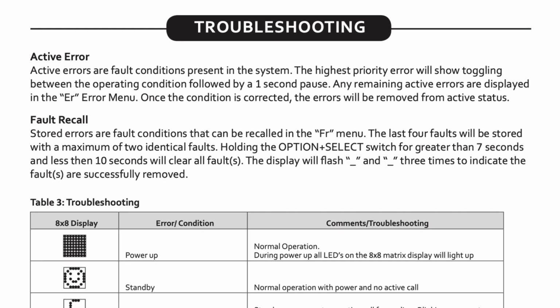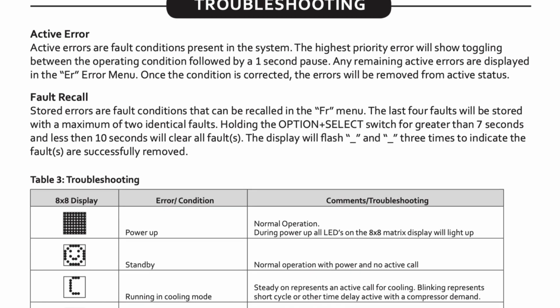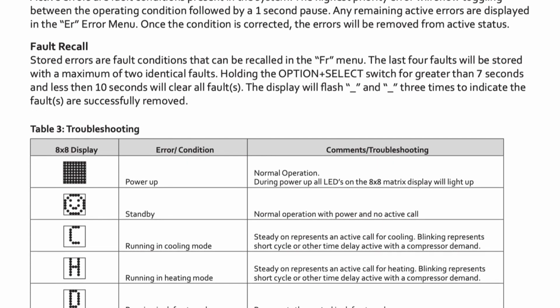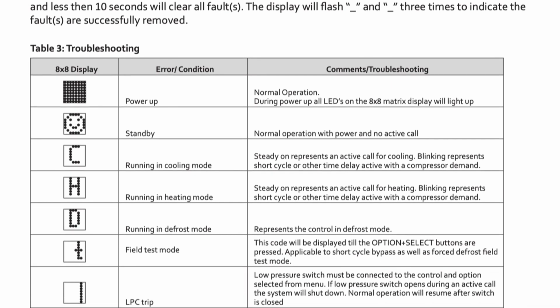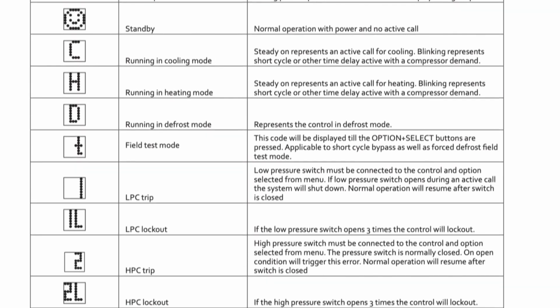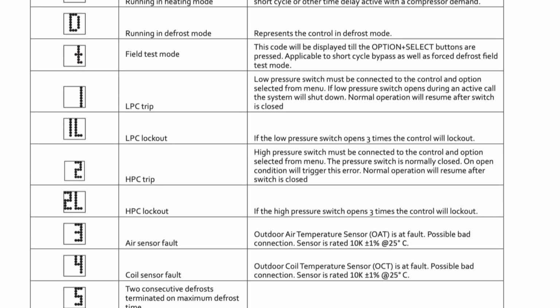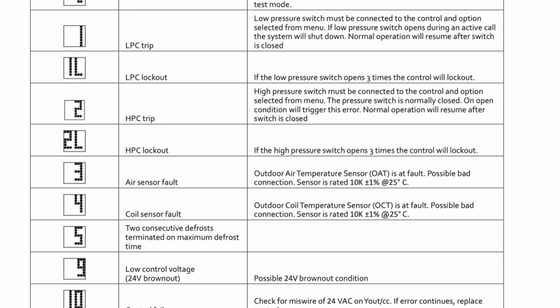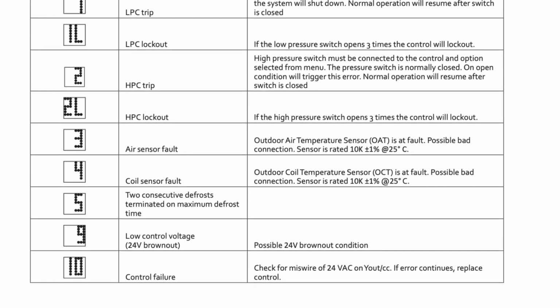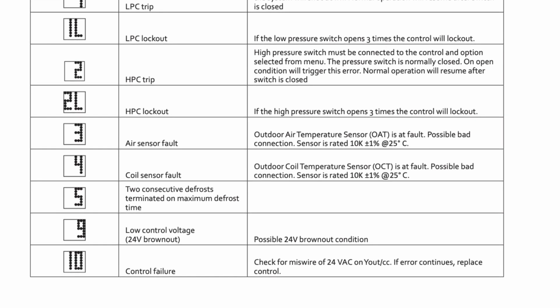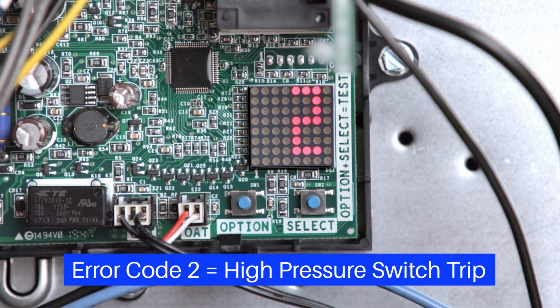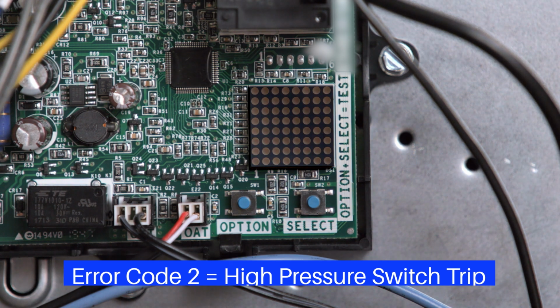Active errors are fault conditions present in the system. The highest priority error will show toggling between the operating condition, followed by a 1 second pause. Any remaining active errors are displayed in the ER error menu. Once the condition is corrected, the errors will be removed from active status. In this instance, the display is toggling between H, indicating the unit is operating in the heat mode, and the error code number 2. The control label indicates a high pressure switch trip.